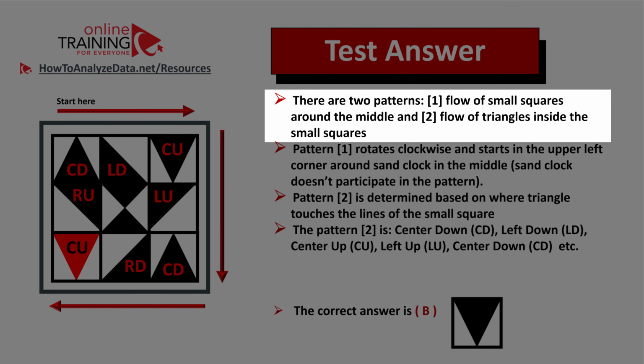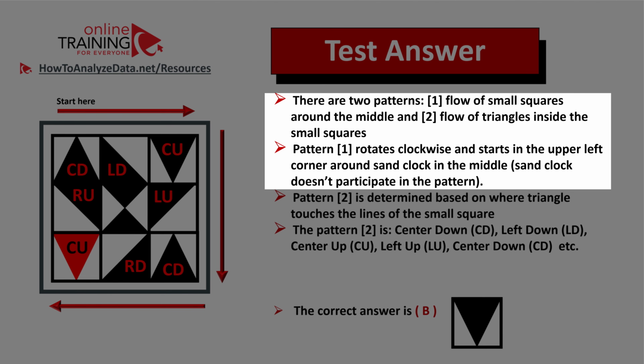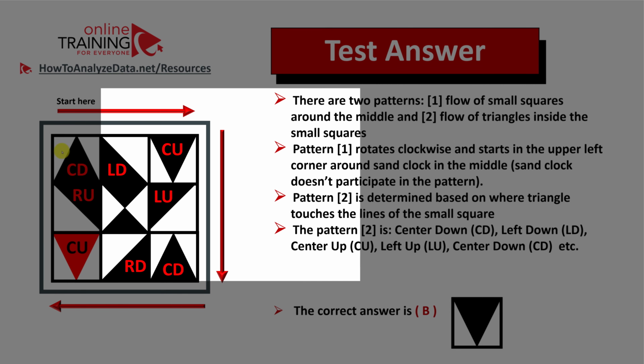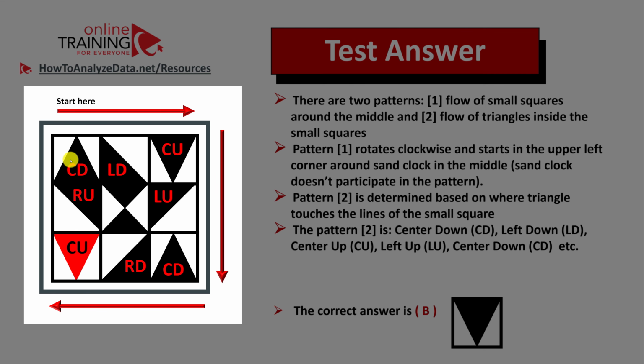The first pattern is the flow of small squares around the middle, and the second pattern is the flow of triangles inside the small squares. Pattern 1 rotates clockwise and starts in the upper left corner. You see that the pattern rotates around the center square, which is in the middle, and the center square does not participate in the pattern.